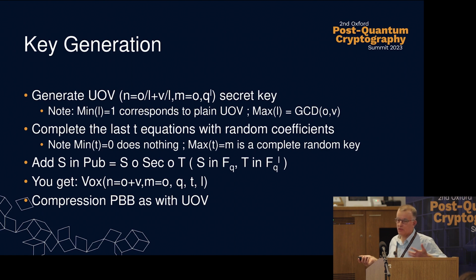I would say the difference with the plain UV is that you have to take an extension field for generating the parameters. And you can note that you can select the value of this parameter between 1, which corresponds to doing nothing, in fact, and the max value, which is obviously the greatest common divisor of O and V, and every possible divisor is possible.